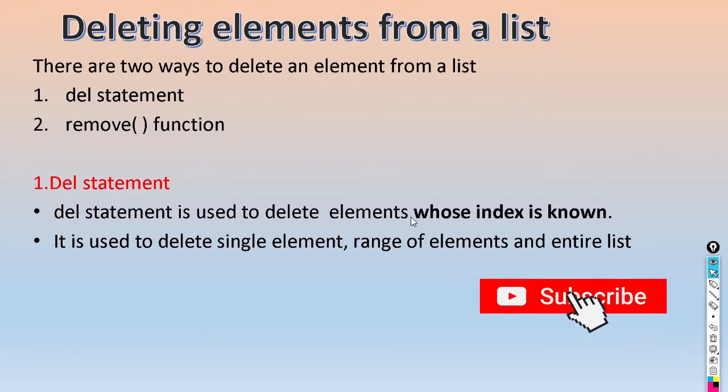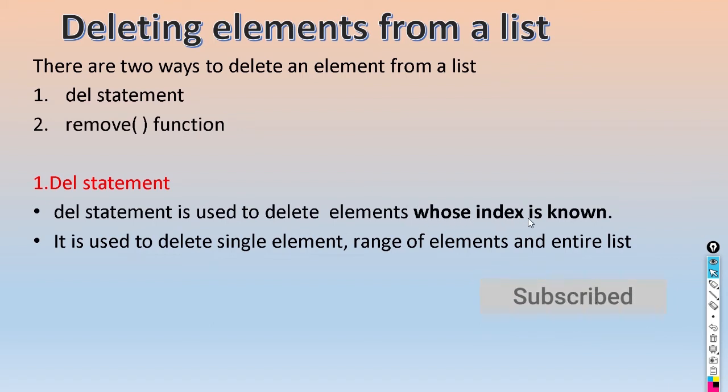The del statement is used to delete elements whose index is known. If you know the index of a particular element, then we can use the del statement and delete that element. It is used to delete a single element, a range of elements, or the entire list. So if you know the index only, we can delete a particular element.